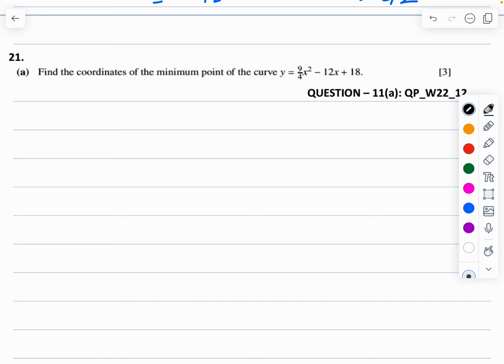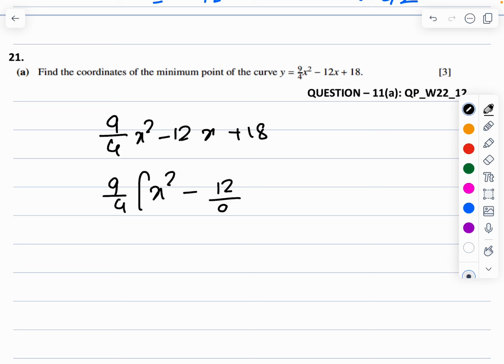Coordinates of the minimum point means again completing square. So what am I going to do? 9 upon 4 x square minus 12x plus 18. So I take 9 upon 4 common. So it becomes x square minus 12 divided by 9 upon 4 x and plus 18.